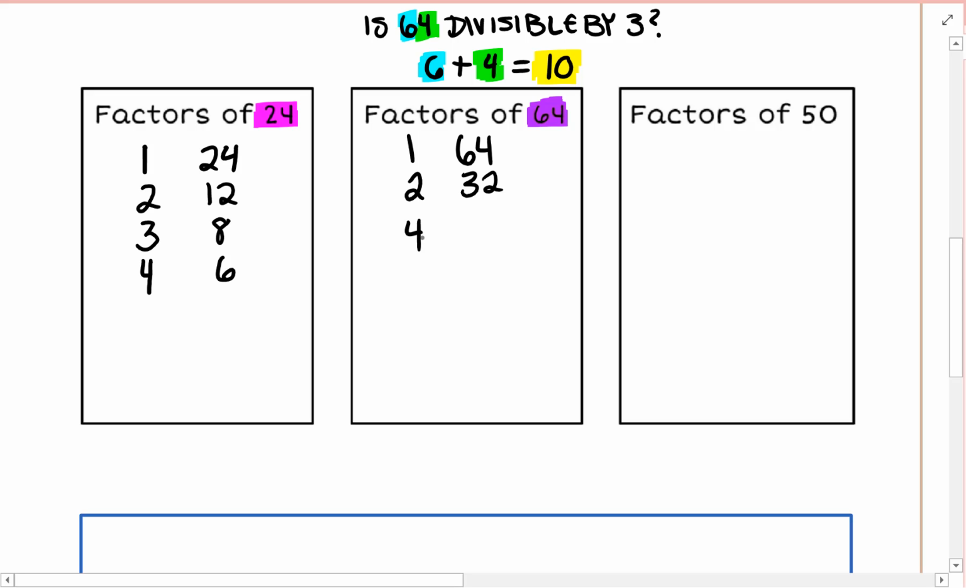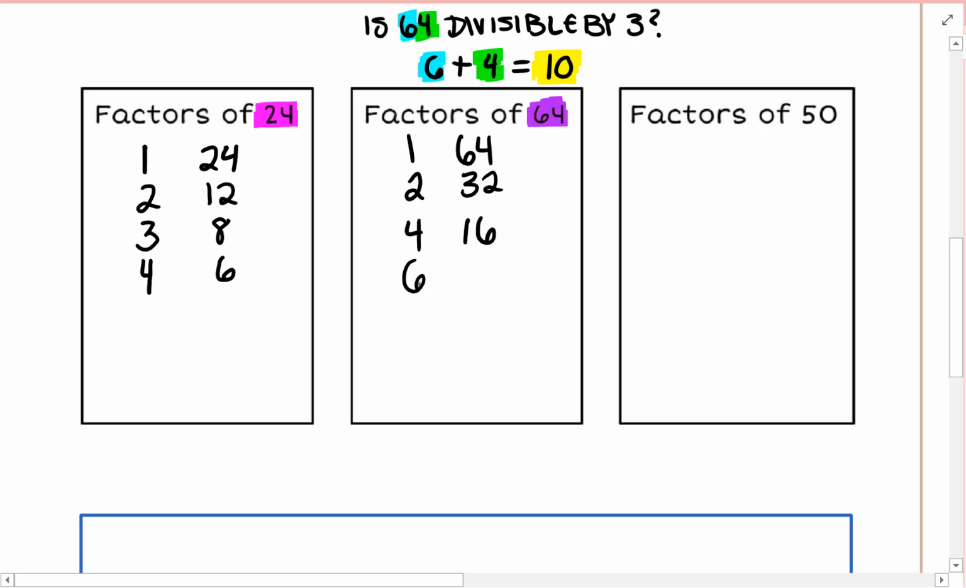Let's try 4. For 4, the last 2 digits need to be divisible by 4. Well, okay, that's the whole number. So 64. Is 64 divisible by 4? Yes, it is, and that is 16. What about 5? Nope, this does not end in a 0 or a 5. It ends in a 4. So 64 is not divisible by 5.